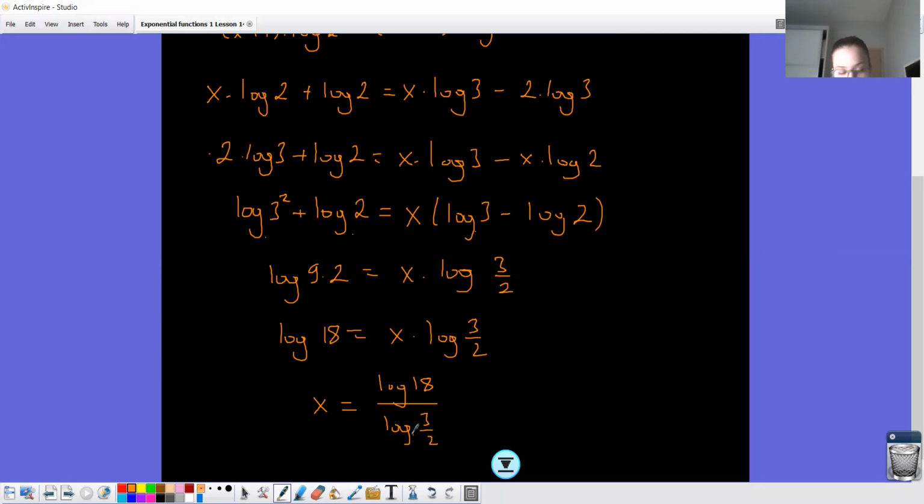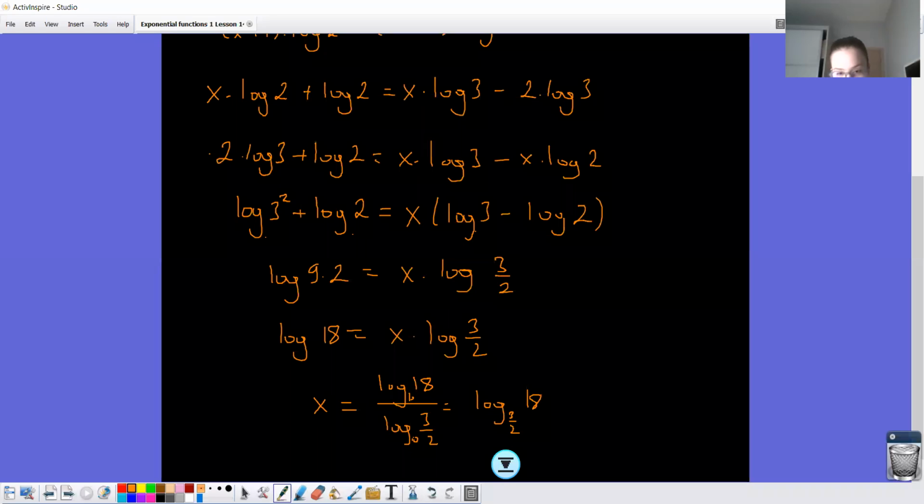If you remember from the properties of logarithm, here you have the same thing, base 10. So we can write this one as logarithm of 18 to the base 3 over 2. So the result is logarithm of 18 to the base 3 over 2.